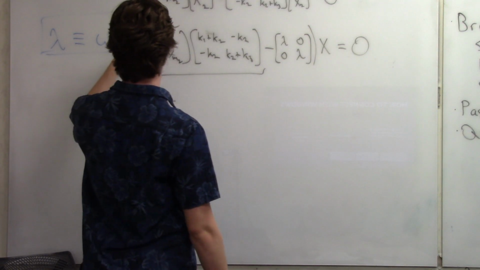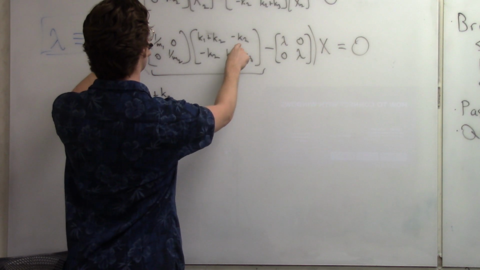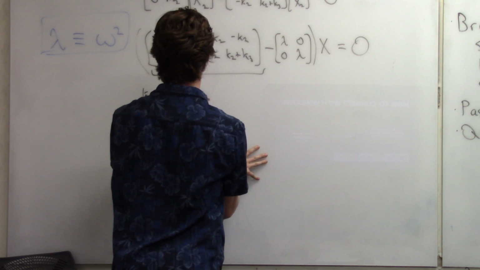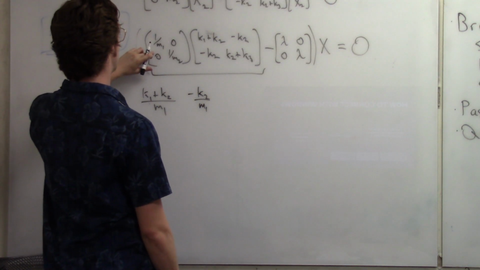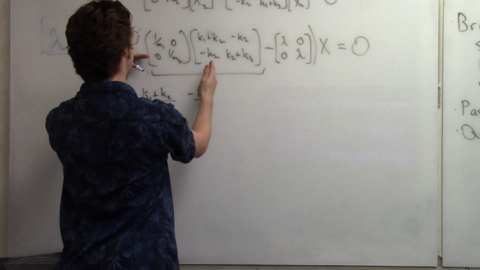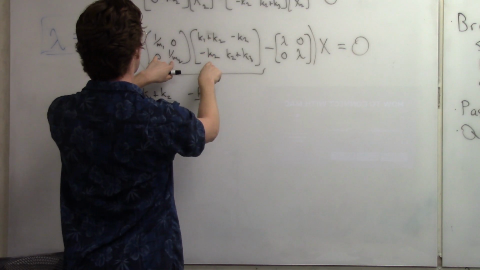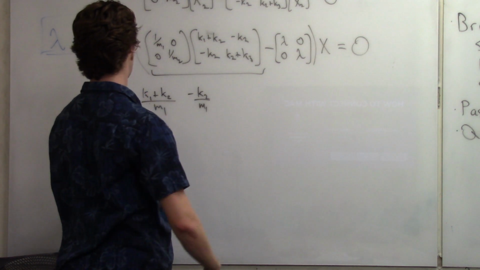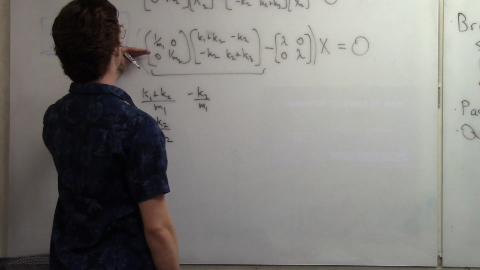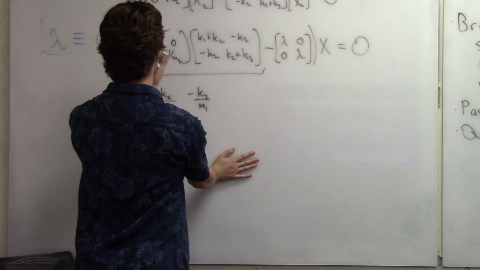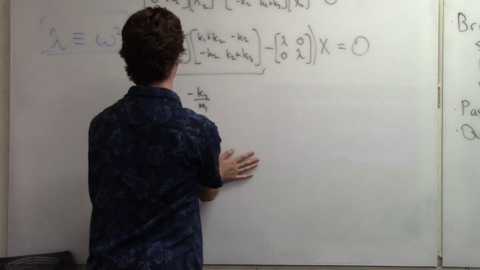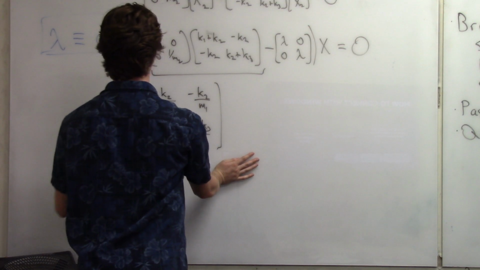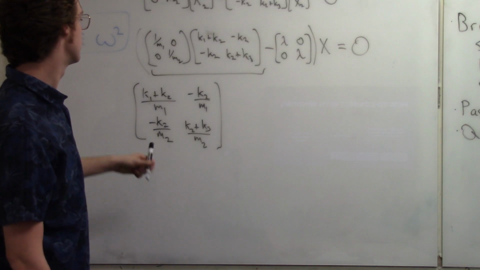Our second term is gonna be top row, right column. So we can ignore this one because that's a 0. We're just gonna have minus K2 over M1. Our third one, which is going to be bottom left, 0 times this plus that is going to be negative K2 over M2. And then finally, bottom right, which is going to be bottom row, right column, which is going to be K2 plus K3 over M2. That is our M inverse K matrix right there.